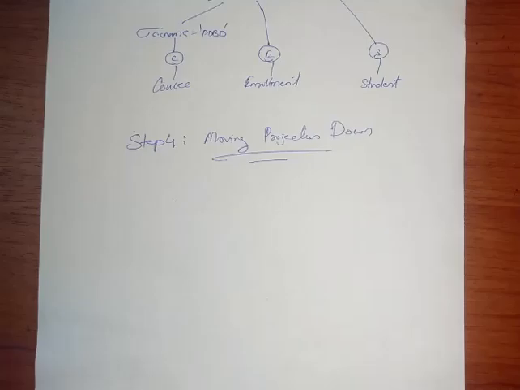Next step is moving the projection down into the tree. So we know that in the projection operation, or after the projection operation, we are actually removing the unwanted attributes from the table. So here we have 3 different tables in which some of the attributes are not required either in the selection clause, or maybe in the from clause, or maybe in the where clause.